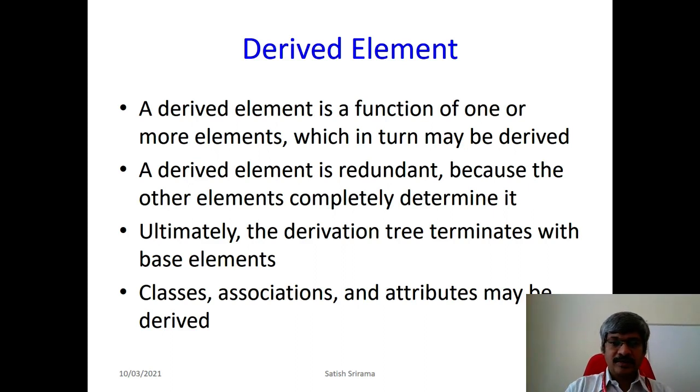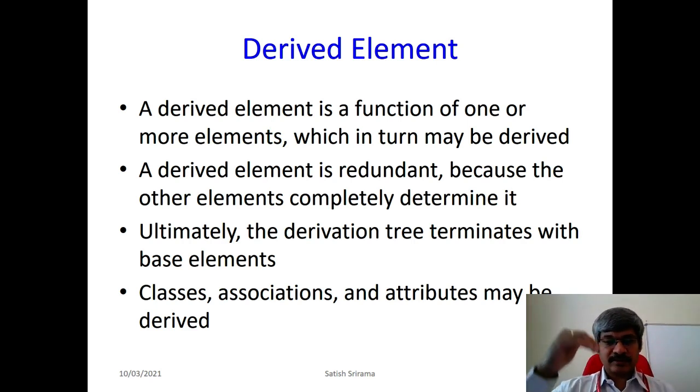A derived element is a function of one or more elements, which in turn may be derived. So the elements themselves may be derived, and you can have a derivation tree there. Mostly a derived element is redundant because the other elements completely determine it. That is pretty obvious. If you are modeling a class for a person, most often you should not put the age when you have the date of birth as well, because a derived element is redundant; the other elements completely determine it.